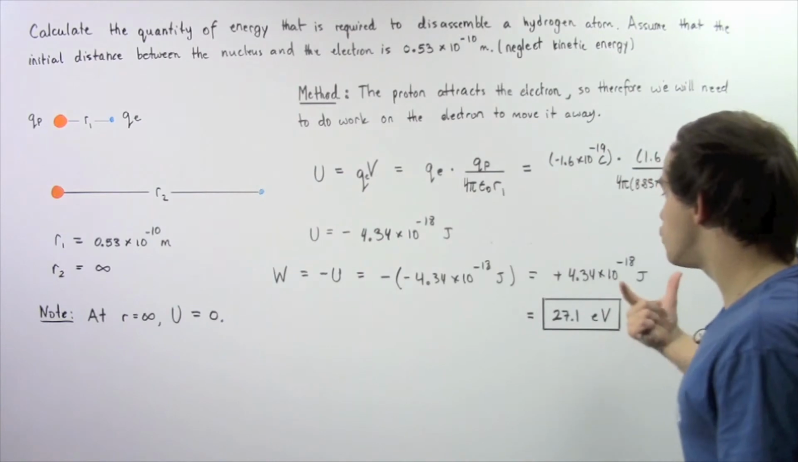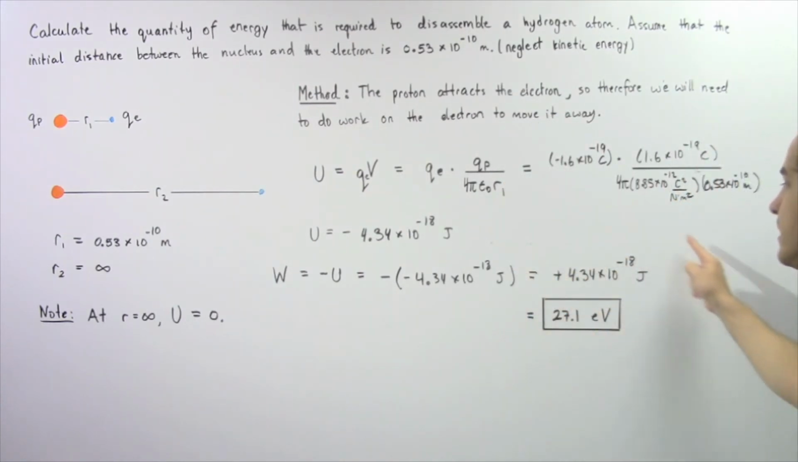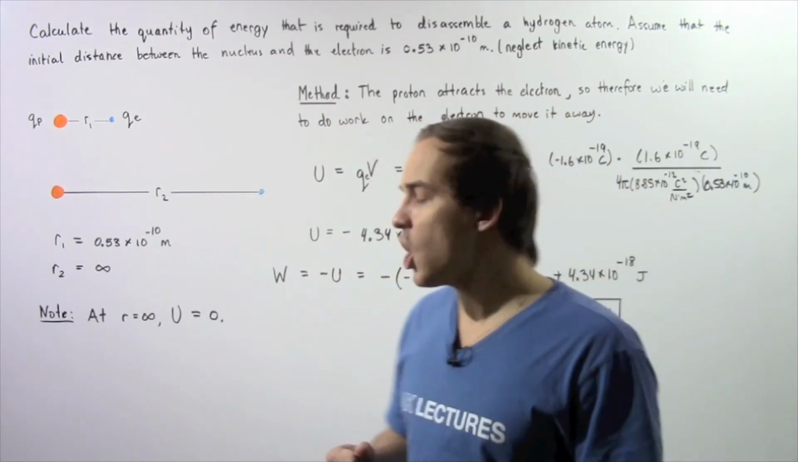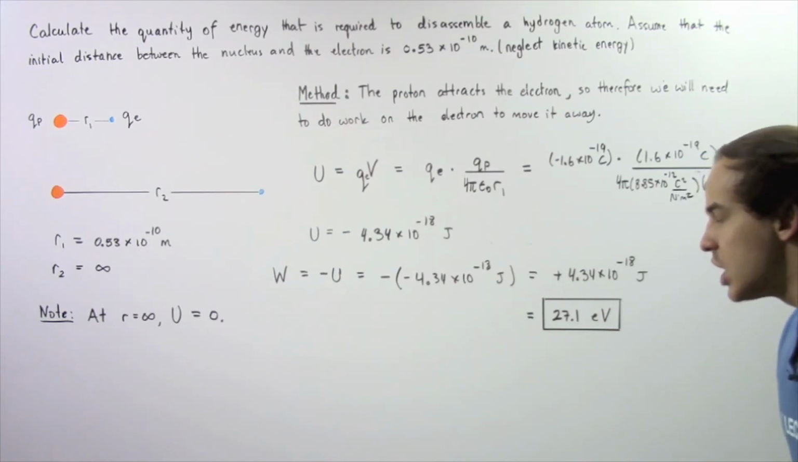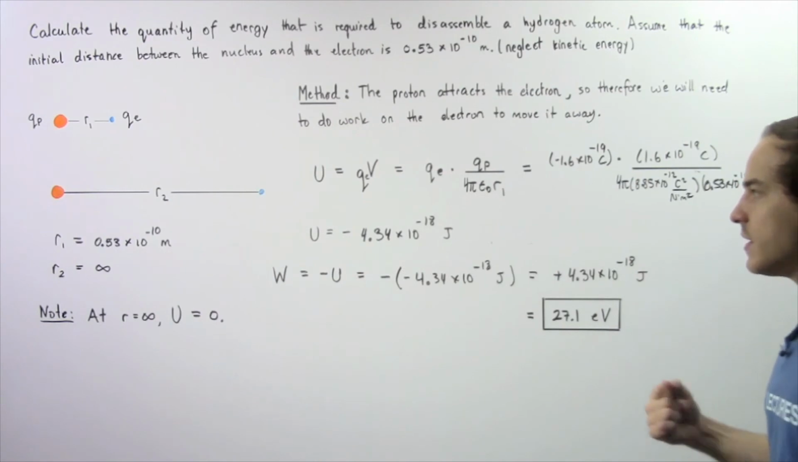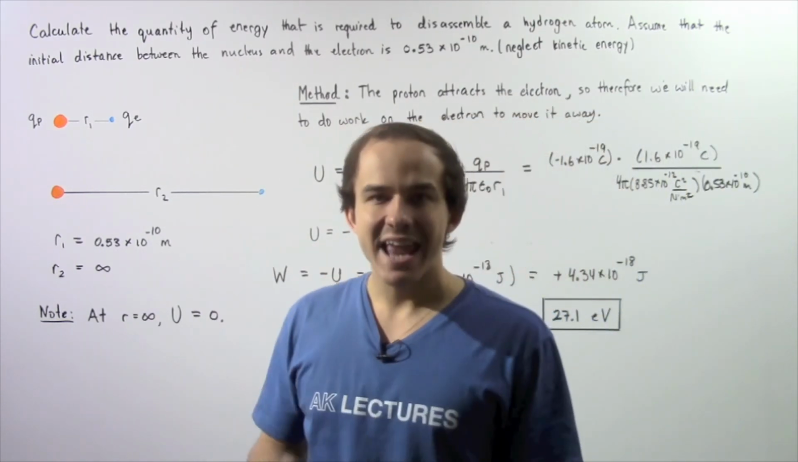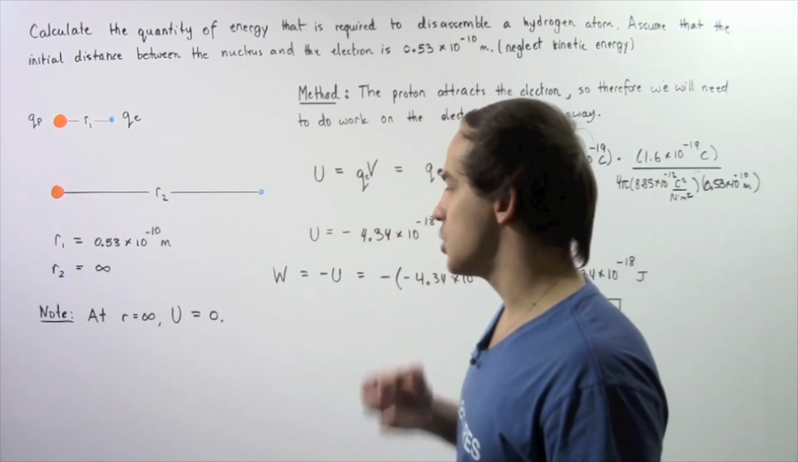And to convert from joules into electron volts, we divide this quantity by 1.6 times 10 to the negative 19 coulombs, and we get positive 27.1 electron volts. So once again, it's positive because our electric potential energy is negative, because this is a negative and a positive charge.